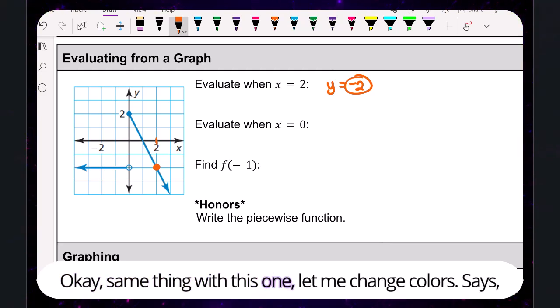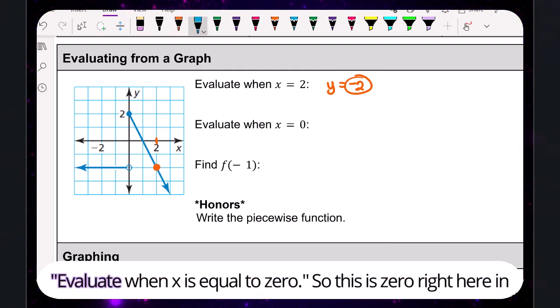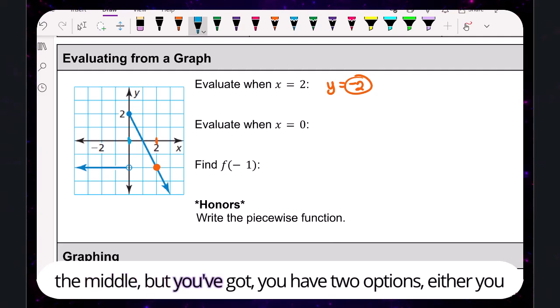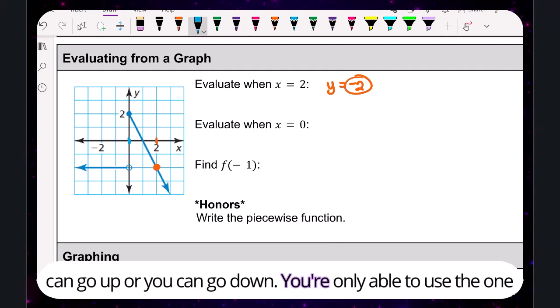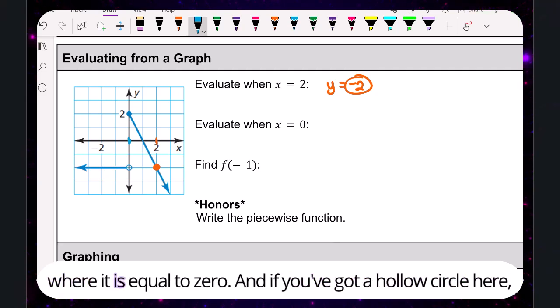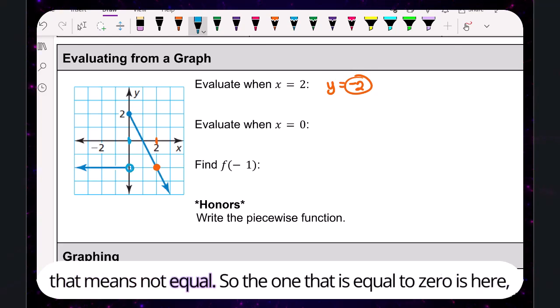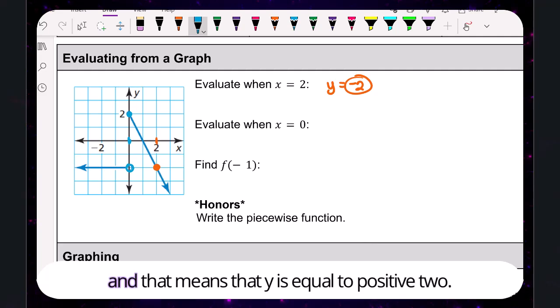Okay, same thing with this one. Let me change colors. It says evaluate when x is equal to 0. So this is 0 right here in the middle, but you have two options. Either you can go up or you can go down. You're only able to use the one where it is equal to 0. And if you've got a hollow circle here, that means not equal. So the one that is equal to 0 is here, and that means that y is equal to +2.